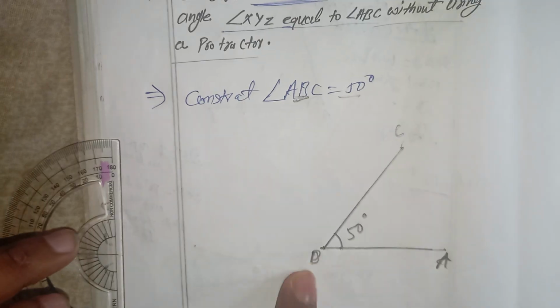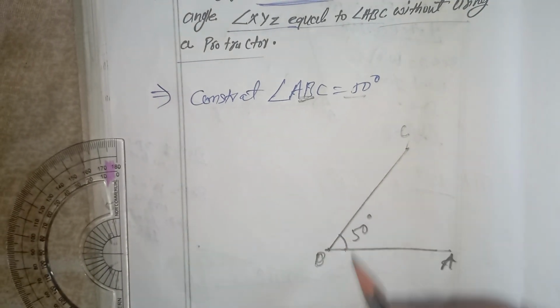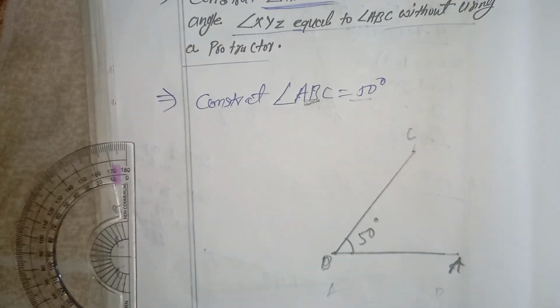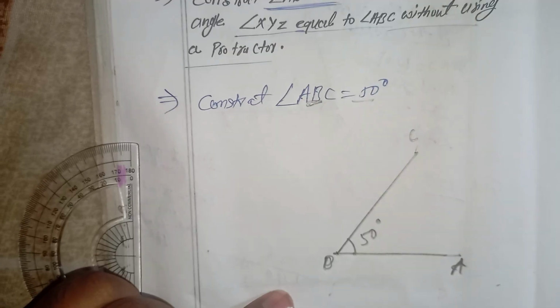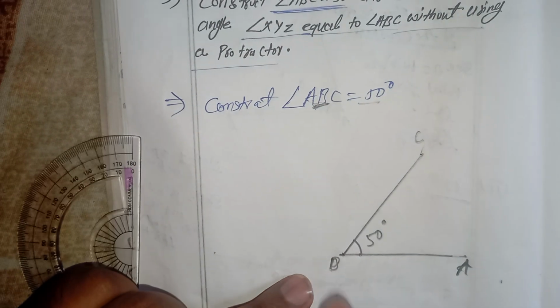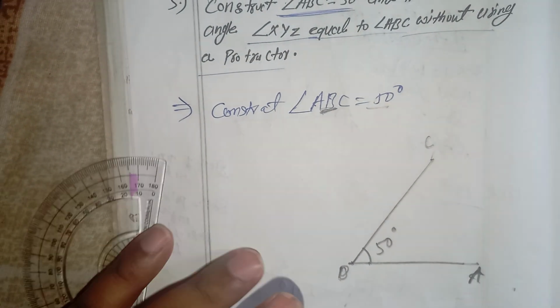Then after A, B, C, don't make it like this. This is A, this is B, this is C. It's going to be wrong. Because B is in the middle, that's why you put it in the middle only. Okay, is it clear?